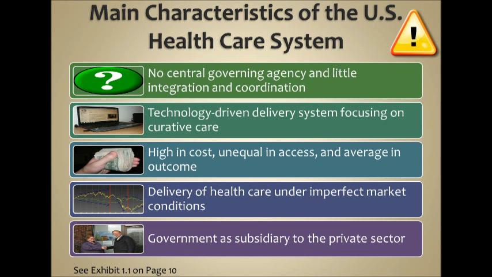Next, in the U.S., the healthcare system is technology driven. It provides a lot of curative care, but not so much preventive care. This can lead to the fact that it is high in cost. Also, with the way we set up insurance, it is unequal in access. Unfortunately, at the end of the day, our healthcare system is average in outcome compared to other developed countries. The delivery of healthcare under imperfect market conditions is another hallmark of the U.S. healthcare system. That is how market justice comes into play. The government is a subsidiary to the private sector in the U.S. healthcare system, whereas in other healthcare systems, the government runs it.